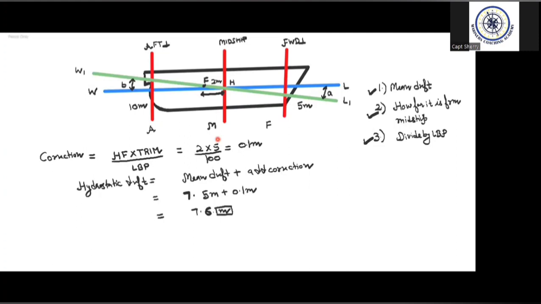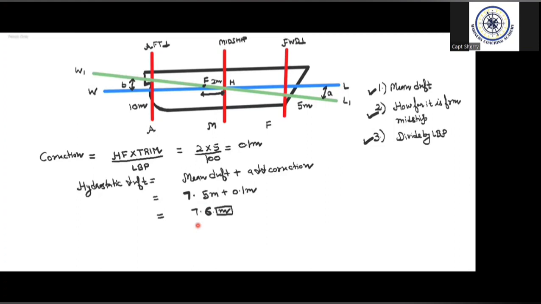Now I will find out the mean draft. What is the mean draft? It is 10 plus 15 divided by 2, so it will be 7.5. And the correction will be added. So my hydrostatic draft will be 7.6 meters.